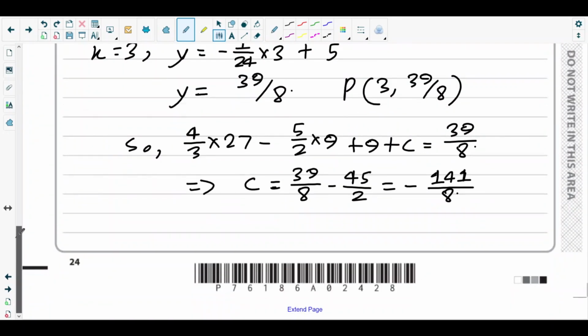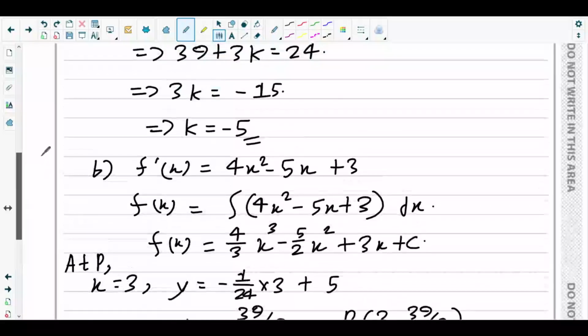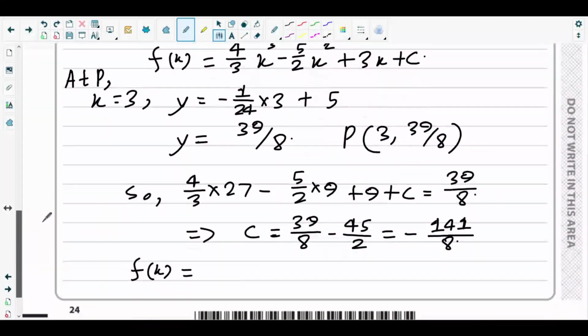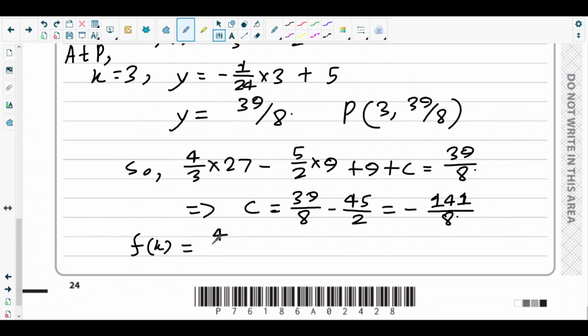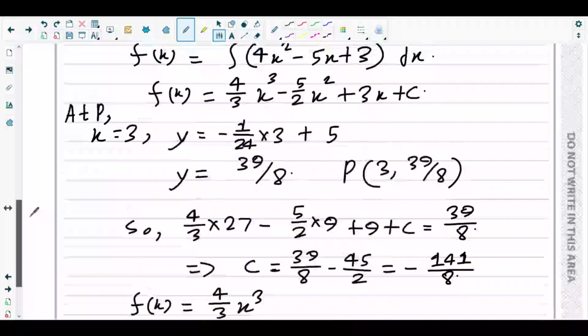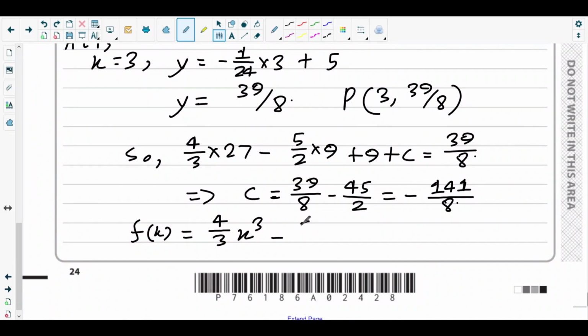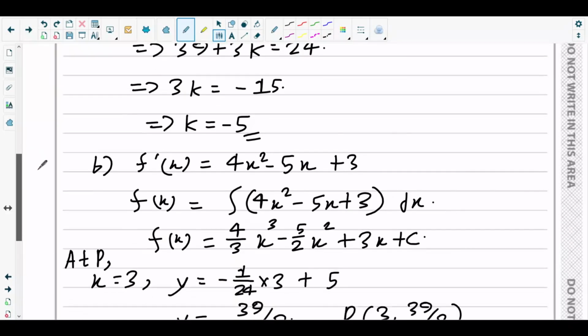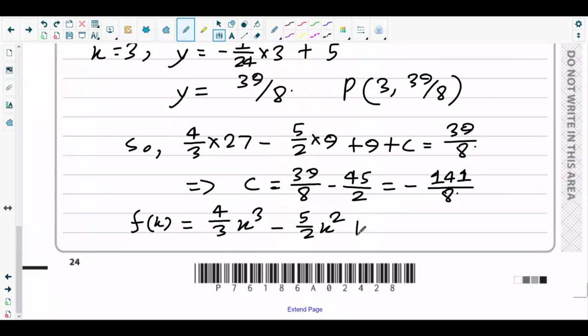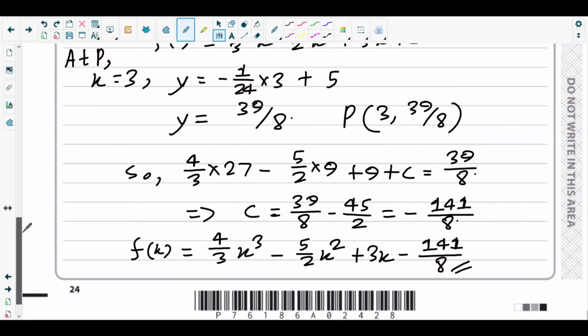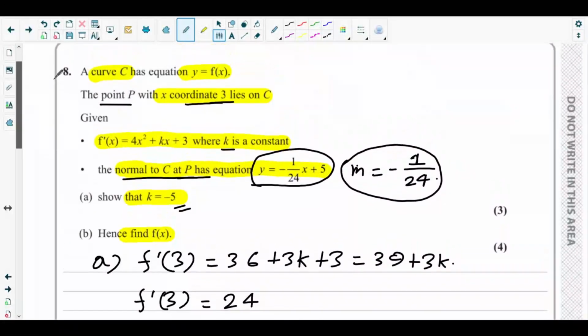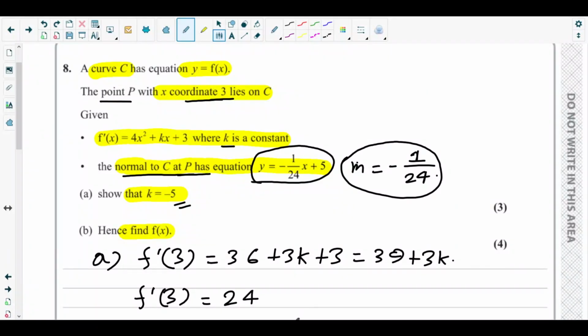141/8. So we got the value for c, and that means we got the equation for f of x, which is 4/3 x cubed minus 5/2 x squared plus 3x minus 141/8. This is the equation of f of x, and that's what part B of question number 8 has asked for.